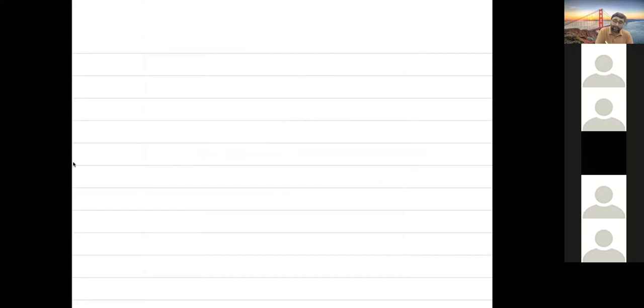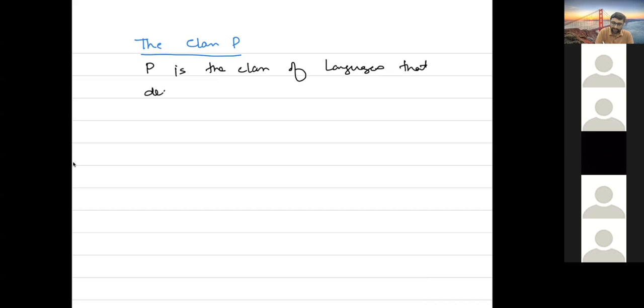So we now have one of the most, I think, important definitions of this part of the course, which is the definition for the class P. Maybe you have heard about this class. So let's formally define this class. So we say that P is a class of languages that are decidable in polynomial time.